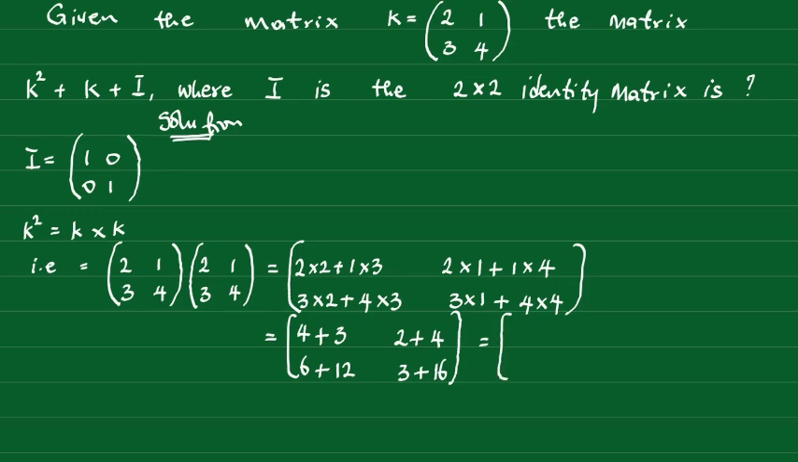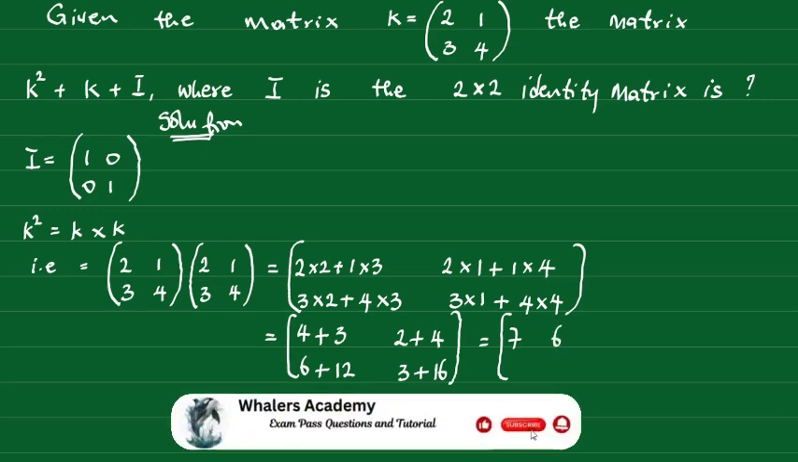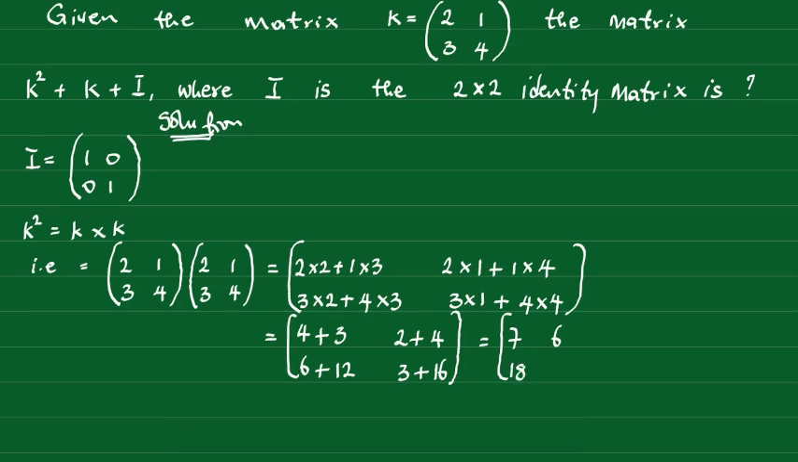All this will be equal to 4 plus 3, we have 7. 2 plus 4, we have 6. 6 plus 12, we have 18. 3 plus 16, we have 19. Bracket close. Now we've gotten our value for K squared.